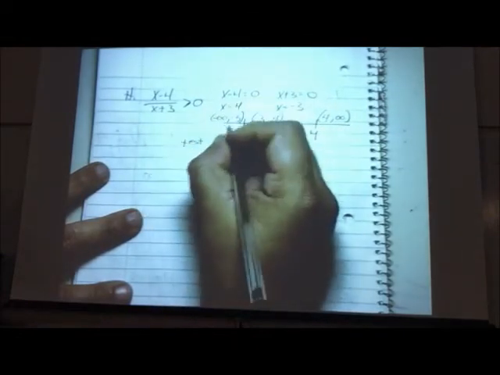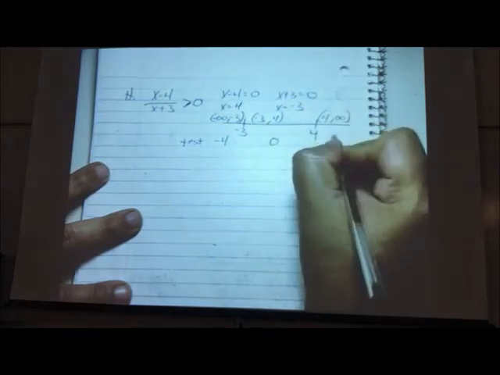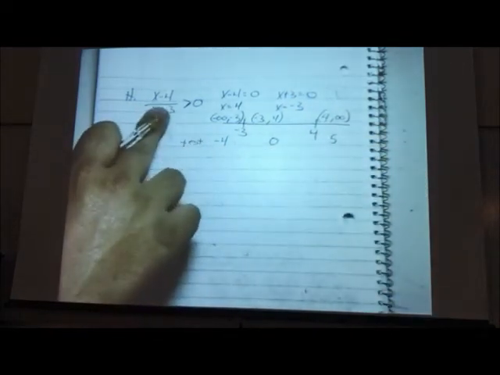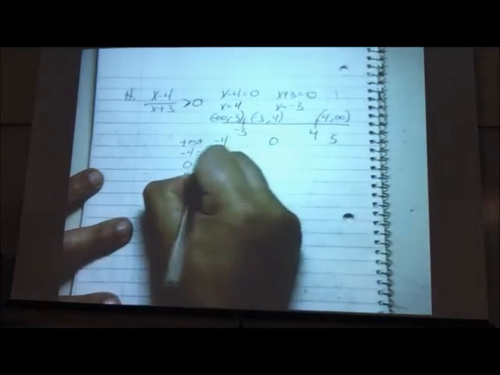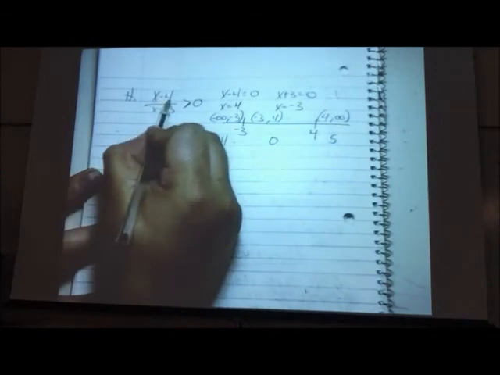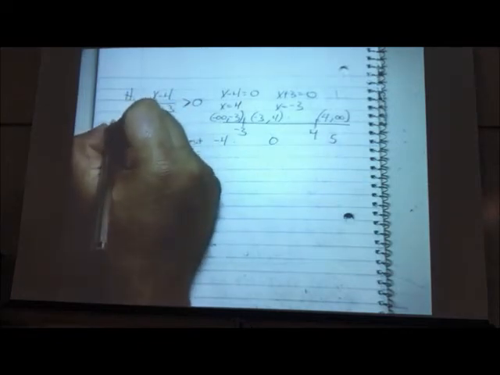Now I need to run a test. My test numbers are going to be negative 4, 0, 5. I'm going to go back to my original equation and substitute. Negative 4 minus 4 is negative 8.